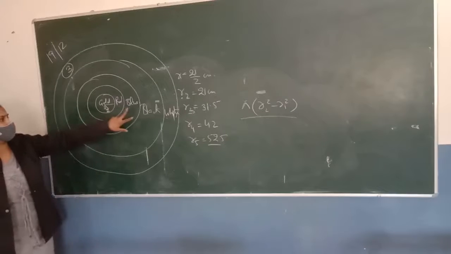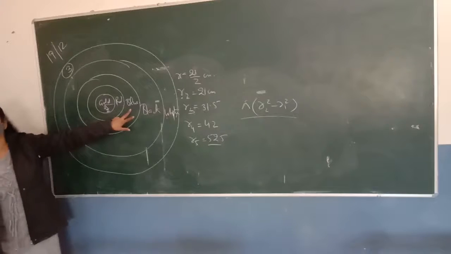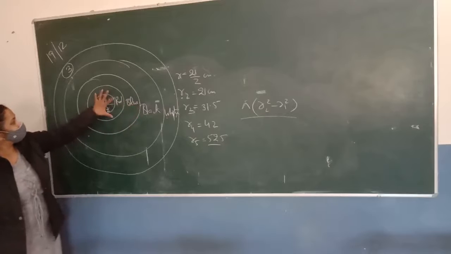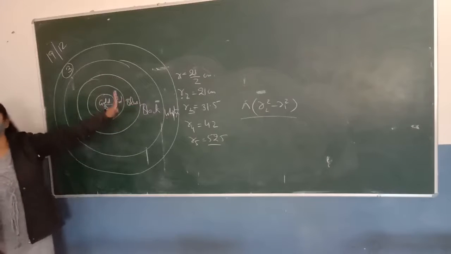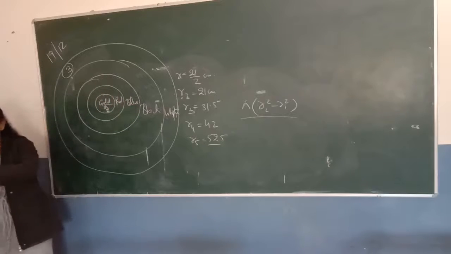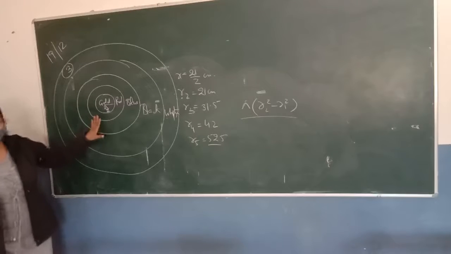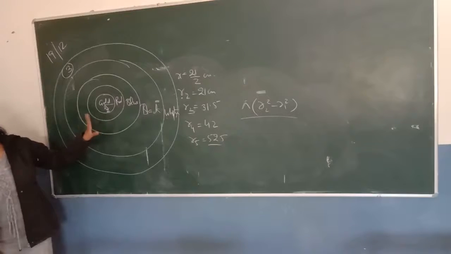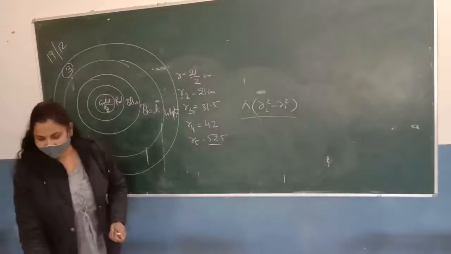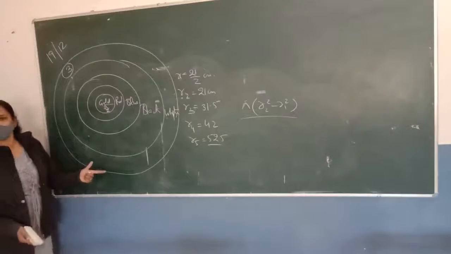So same as finding the area of the blue portion, we will subtract this circle from this whole one, or we can apply the simple formula pi times (r3 square minus r2 square). So can you do this question yourself? Okay, good. Now the next question.